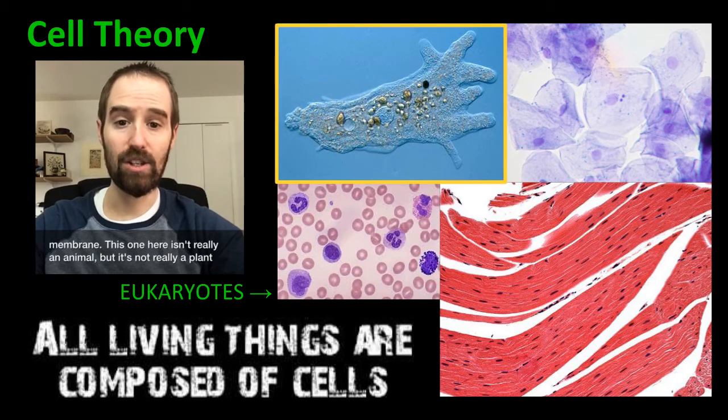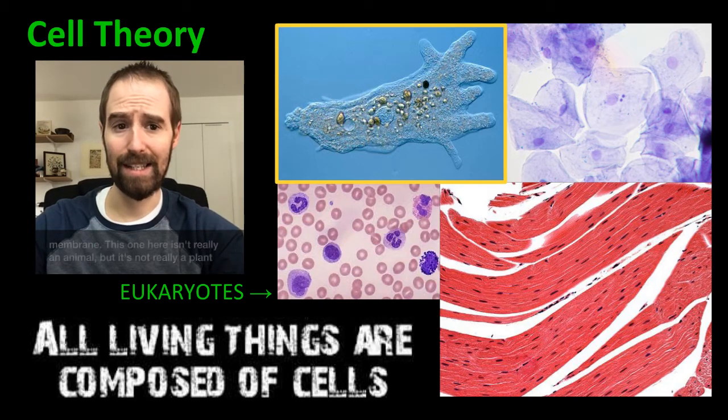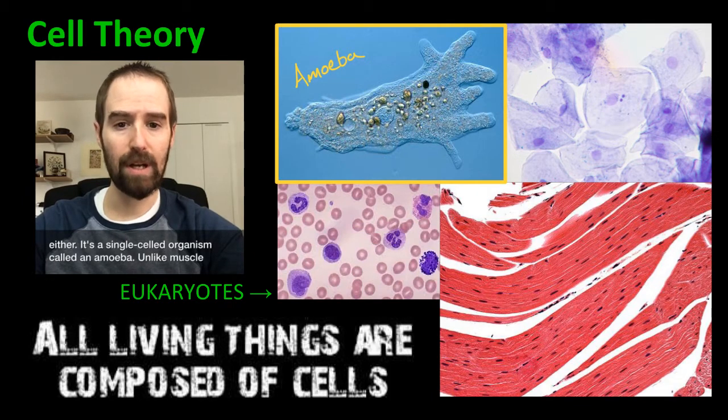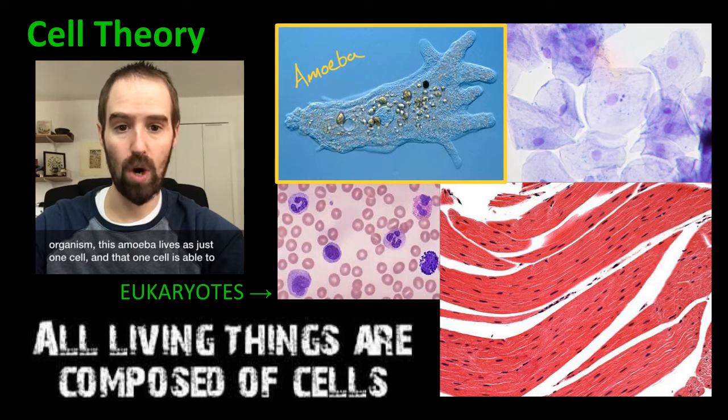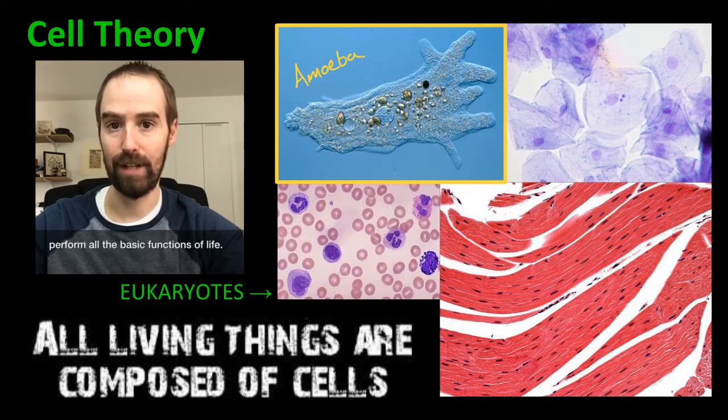This one here isn't really an animal, but it's not really a plant either. It's a single-celled organism called an amoeba. Unlike muscle cells or blood cells, which on their own don't constitute a whole organism, this amoeba lives as just one cell, and that one cell is able to perform all the basic functions of life.